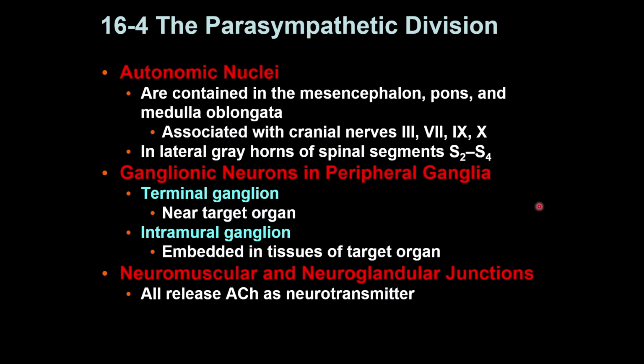Okay, so the parasympathetic system is located in two different areas. One is located in the brainstem: cranial nerve 3, which is part of the midbrain or mesencephalon, cranial nerve 7, which is part of the pons, and cranial nerves 9 and 10, which are part of the medulla oblongata. So this one area is in the brainstem, and the second area is in the lower part of the spinal cord, which is S2 to S4. So it has two different locations.